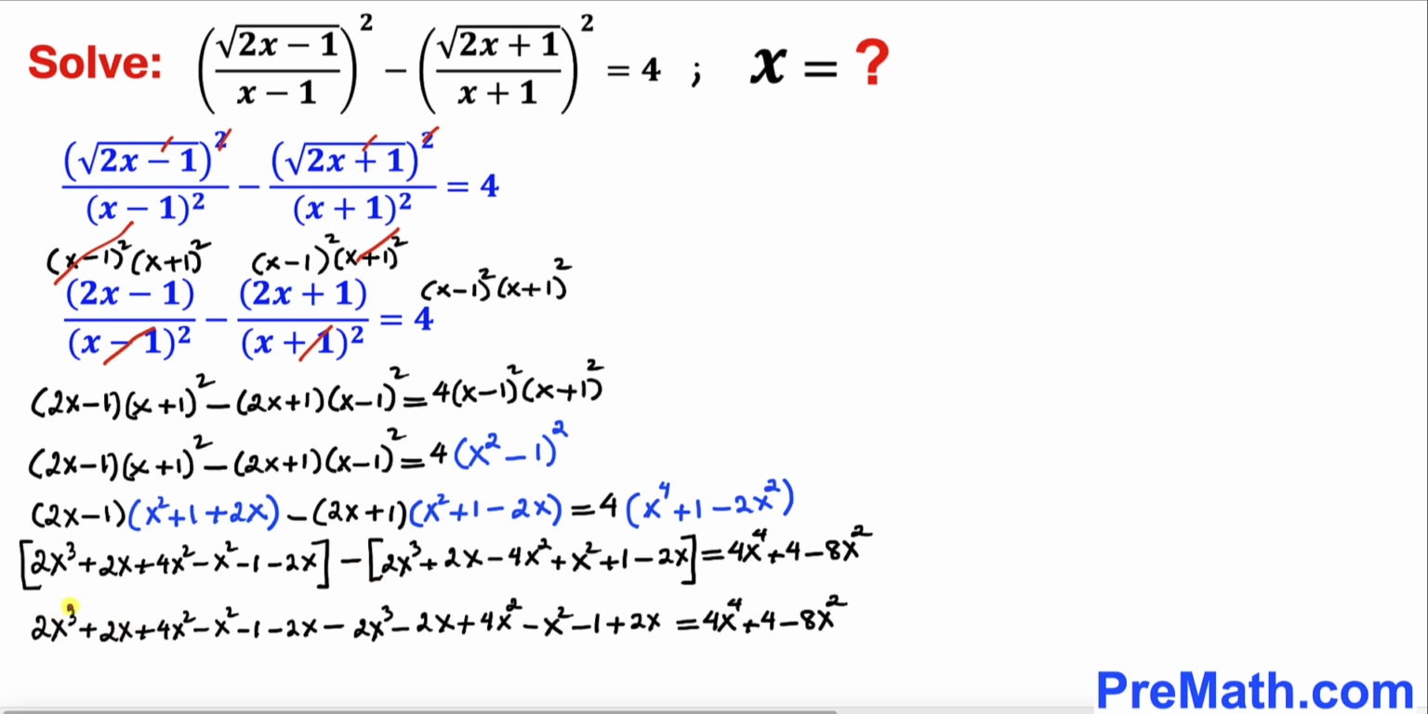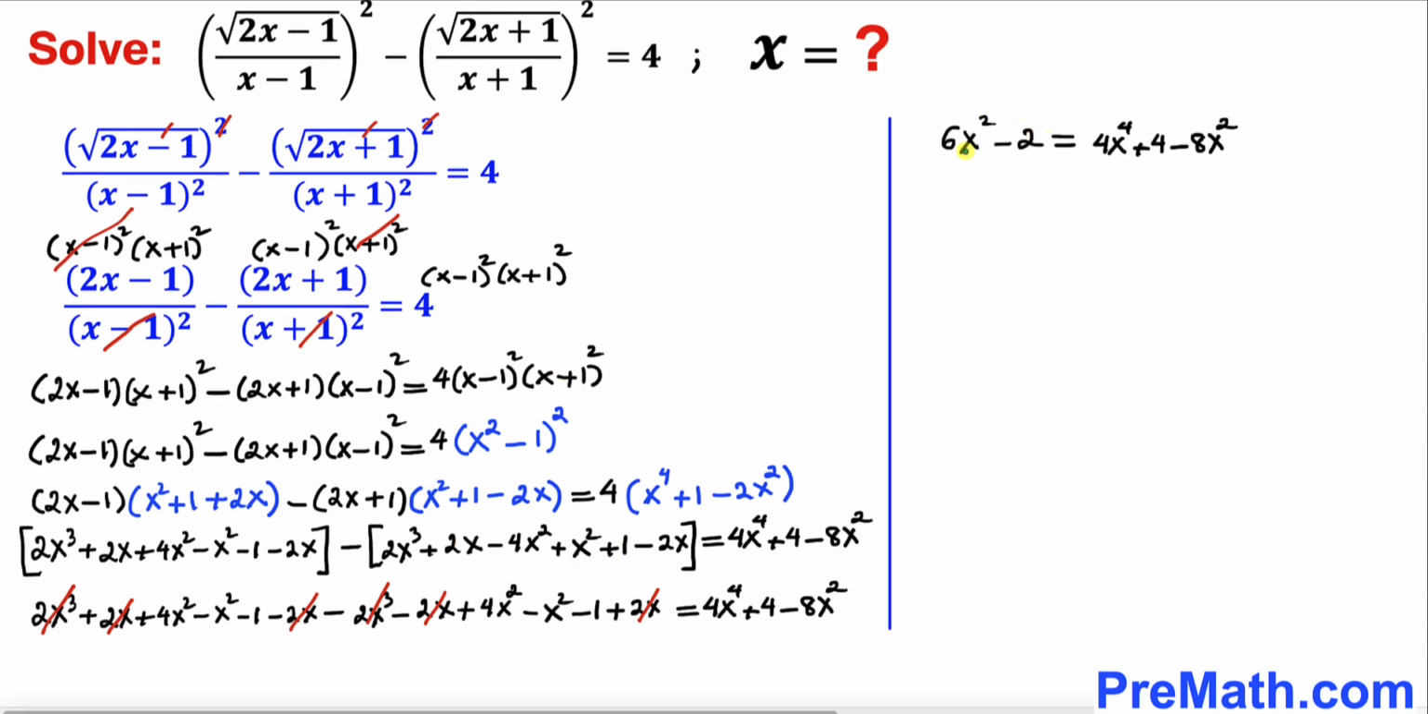And now we can see this 2x cube and minus 2x cube, this is gone. This positive 2x and negative 2x is gone. Likewise, negative 2x and positive 2x is gone as well. Now if we combine these x squared terms and this constant term, in this next step, we can see that our left hand side of this equation has turned out to be simply 6x squared minus 2, and the right hand side is same.